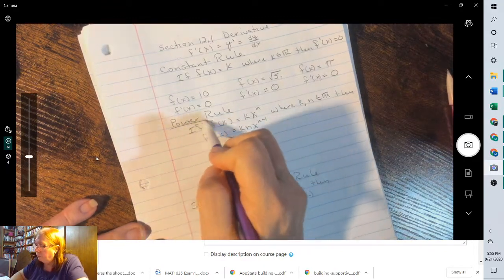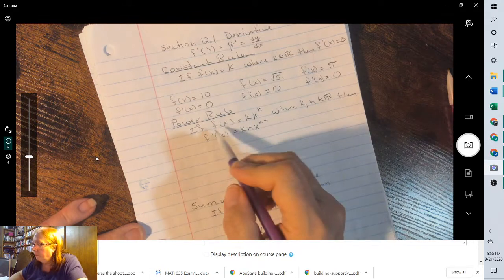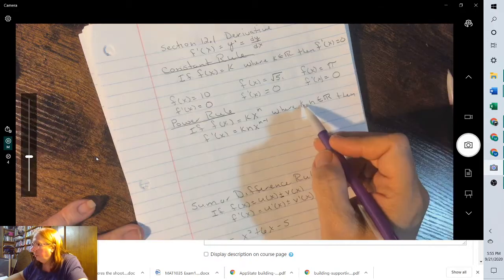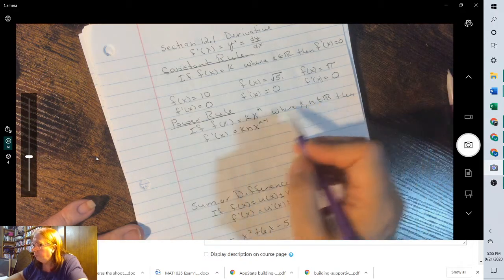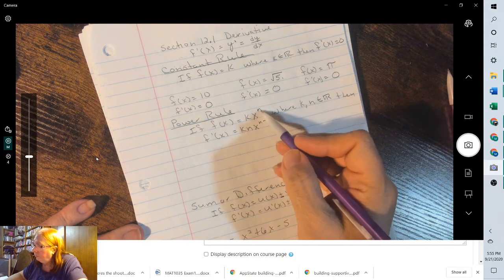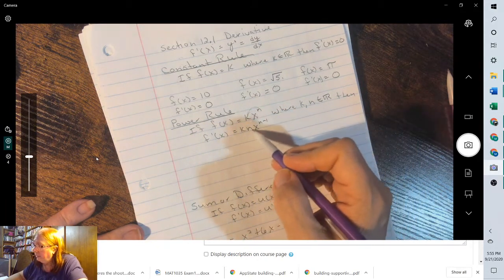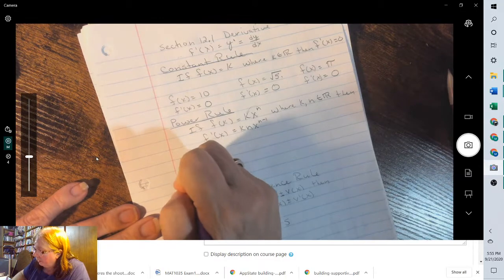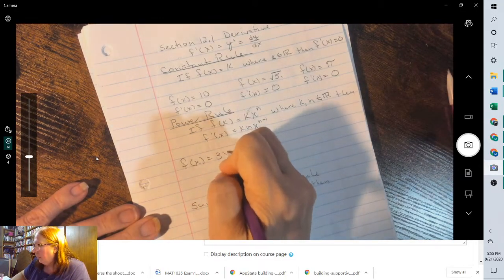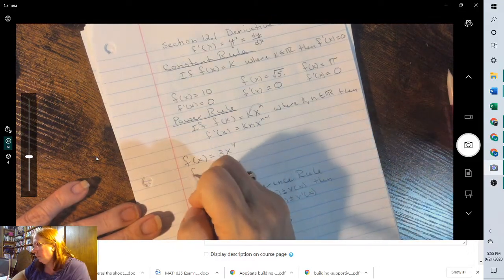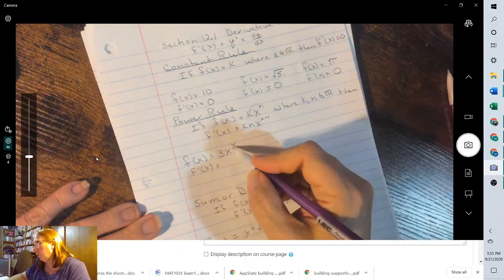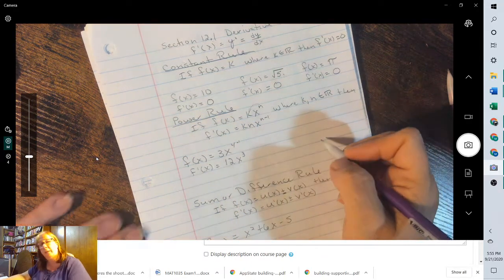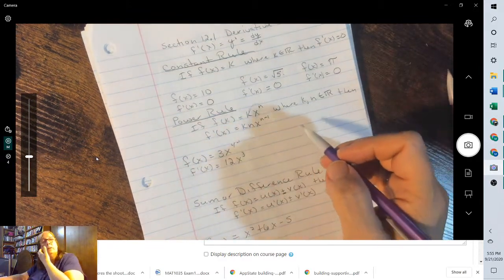The power rule: if we have kx to the n, this is just saying that k and n are real numbers. To take the derivative, you multiply these two together, k times n, then you subtract 1 from your exponent. So if we had f of x equals 3x to the 4th, when we take the derivative, 4 times 3 is 12x, and we subtract 1 from the exponent, and we get 3. So it's 12x to the 3rd.